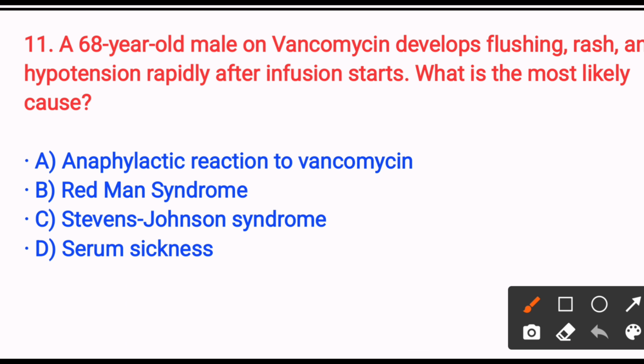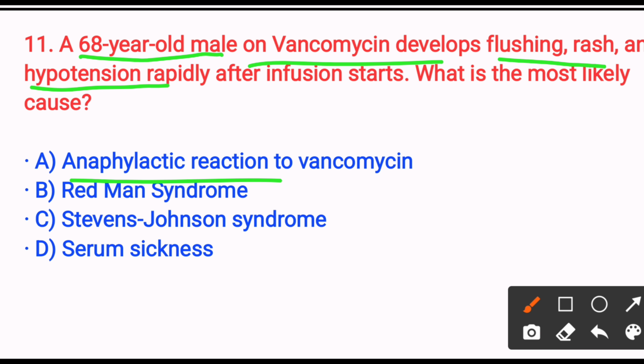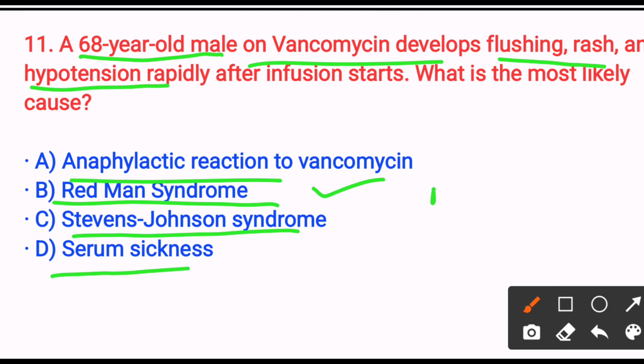a 68-year-old male on vancomycin develops flushing, rash and hypotension rapidly after infusion start. What is the most likely cause? Option A, anaphylactic reaction to vancomycin. Option B, Redman syndrome. Option C, Stevens-Johnson syndrome. Option D, serum sickness. The answer will be option B, Redman syndrome, because Redman syndrome is a histamine release reaction.